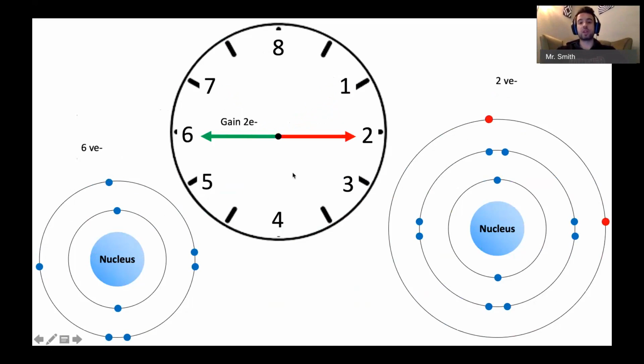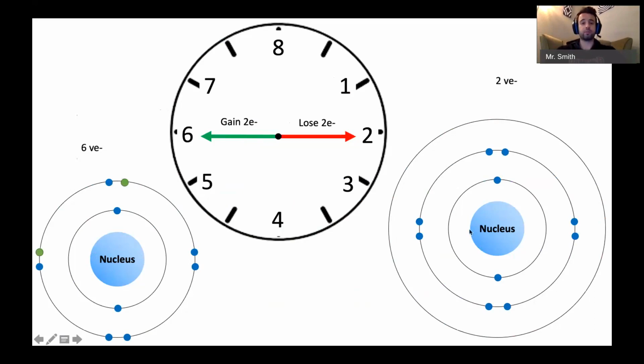Again, very similar things are going to happen here. We'll notice 6 valence electrons is going to gain 2. There they are in green. And in red here, we're going to lose our 2 electrons. Again, they're both at 8. And notice that they have the exact same number of electrons now.